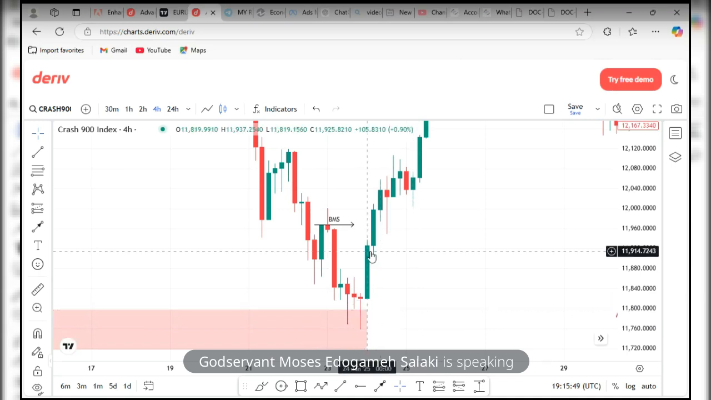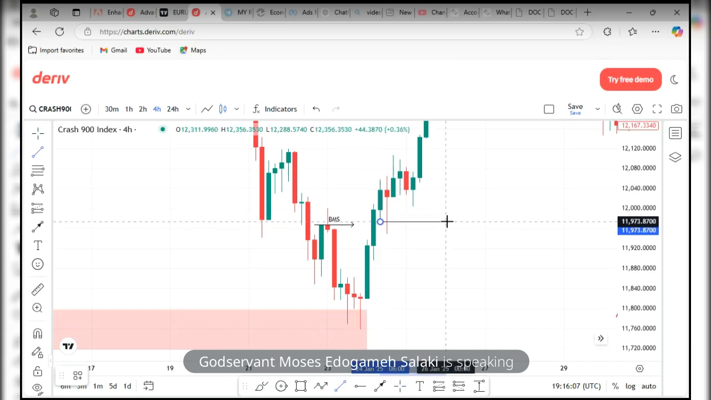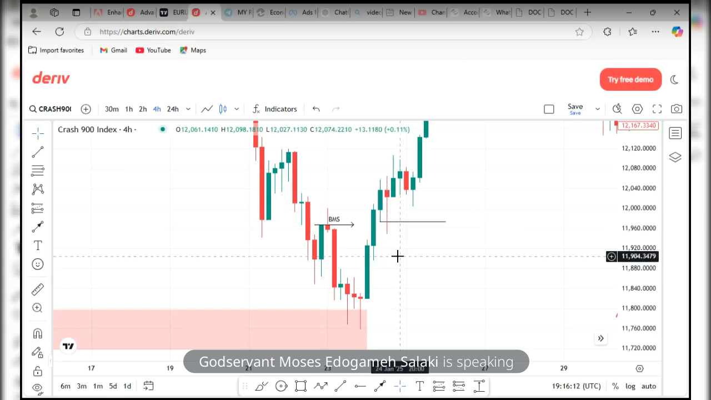Once price breaks, look at this bullish momentum. 1, 2, 3 broke here. Look at what price did. Price created this candle after breaking. Created this candle. This was the place price broke. Look, this candle was a wick. That was the inducement. So this was your entry.